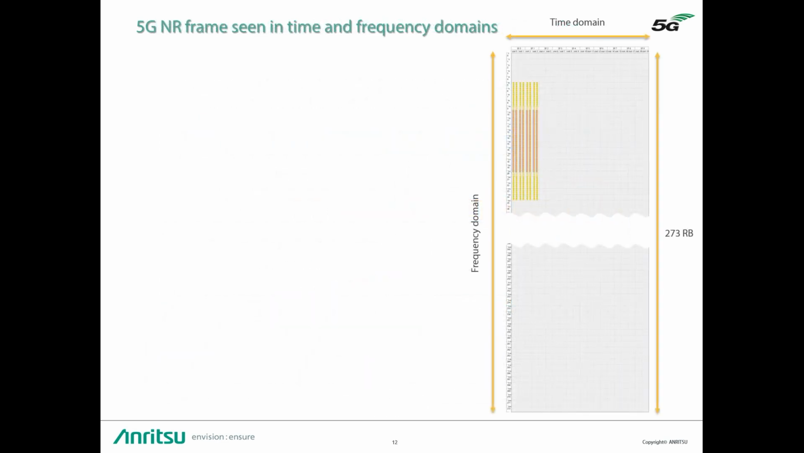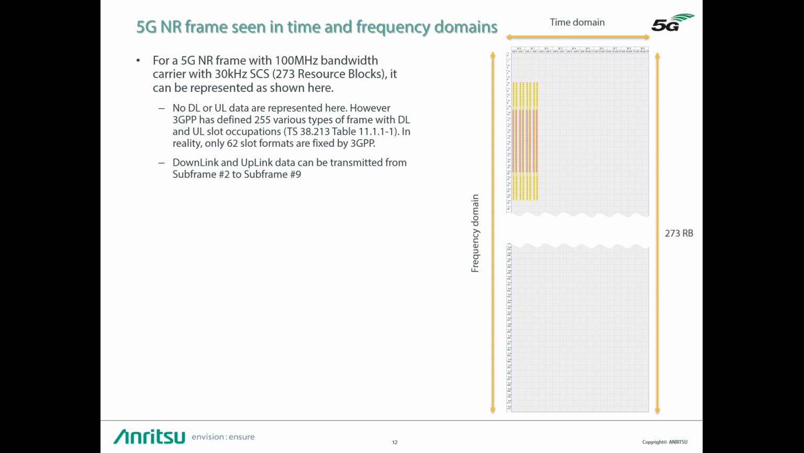Let's represent the frame in 2 axes. The horizontal axis represents the time domain and the vertical axis represents the frequency domain. One 5G New Radio frame with 100 MHz and 30 kHz subcarrier spacing means 10 subframes, 20 slots, 273 resource blocks.